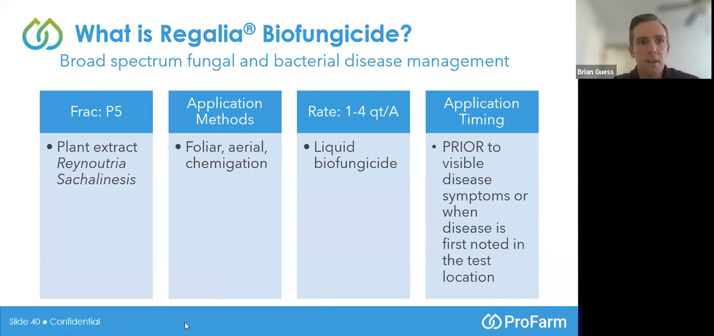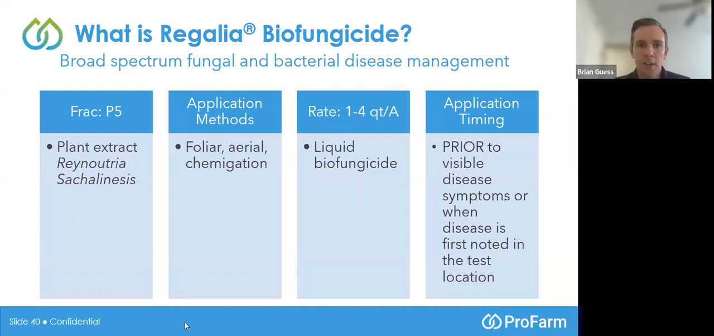There we go. So some of the aspects of it, Tim had touched on these about Regalia. It has a FRAC code of P5. It is a plant extract of Reynoutria, or giant knotweed is the common name. The application methods on Regalia, we have a broad encompassing label. So we have verbiage for a foliar application, aerial, and chemigation. You will want to check your specific crop groupings. There are some restrictions, but for the general majority of crops, it is a broad encompassing label.